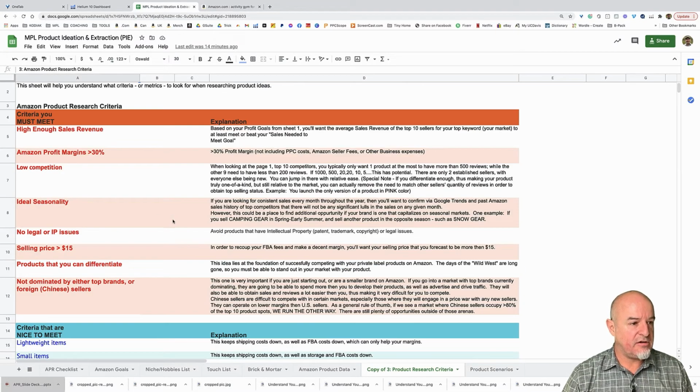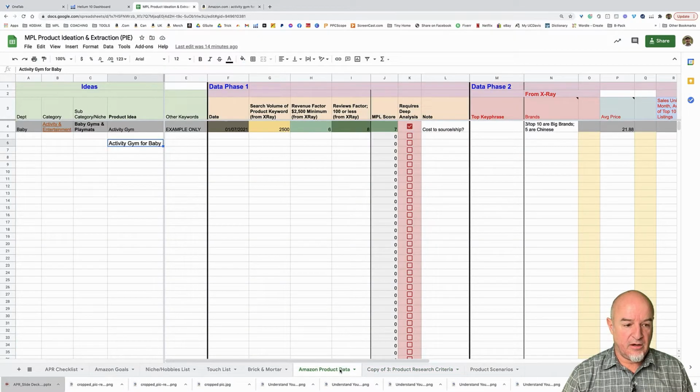So as you can see here on our MPL product ideation and extraction workbook, or the PI, we had gone through all these tabs in order to find ideas for our niche or product ideas, markets to look in. We have the Amazon product data sheet here where we can start recording product ideas. You probably already have some here because perhaps you've been pulling ideas from your deep dive on Amazon or from off of Amazon, like we ran you through in past lessons.